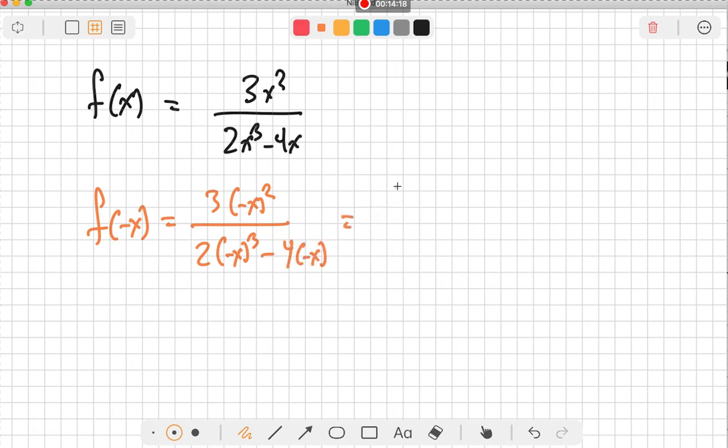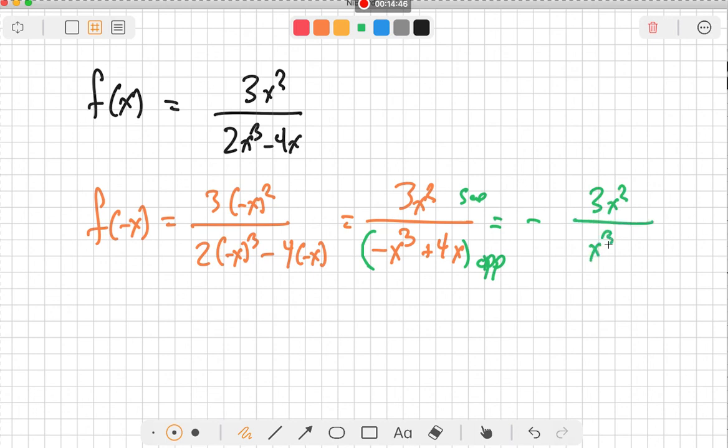Again, this is going to stay positive, 3x squared. This one is going to go negative, negative 2x cubed minus a negative, plus 4x. And that is going to equal, because this one is the opposite, this one's the same, so we have a positive over negative, so that's the opposite of 3x squared over 2x cubed minus 4x. Oh, I forgot the 2 on there. So this one is also going to be odd.